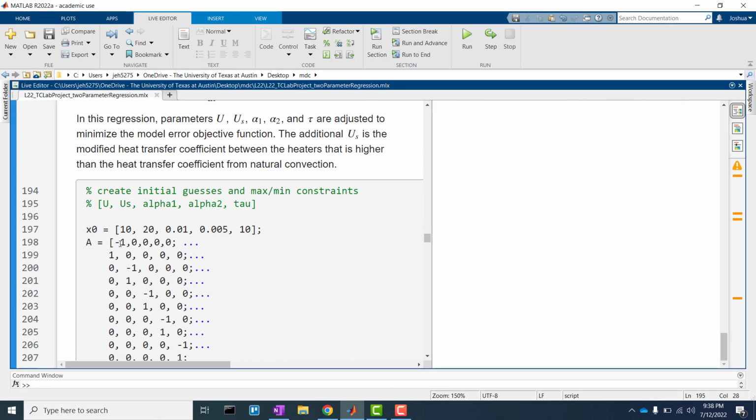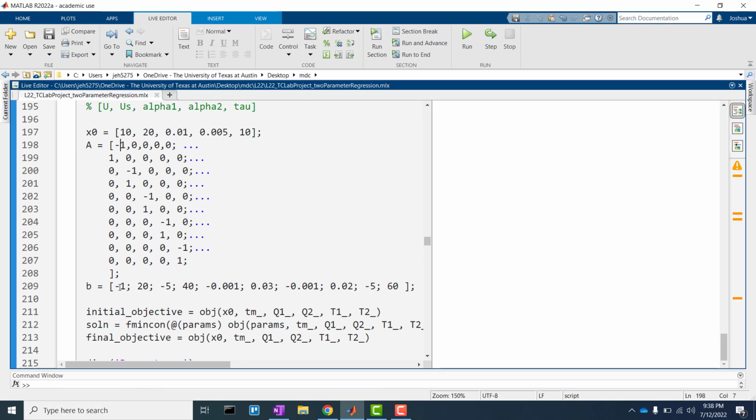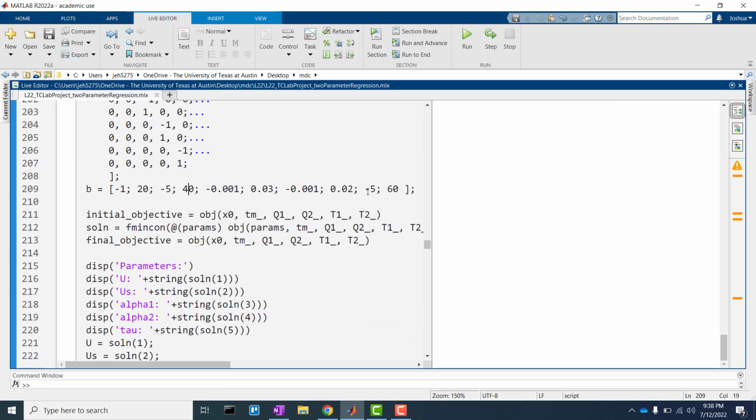So let's go ahead. Let's just look at the limits. So U is going to be between 1 and 20. US is going to be between 5 and 40 because they're so close. Our alpha 1 is between 0.001 and 0.03. Similarly, our alpha 2, which has a slightly lower level since it's limited, is going to be between 0.001 and 0.02. And finally, our tau is going to be between 5 and 60.